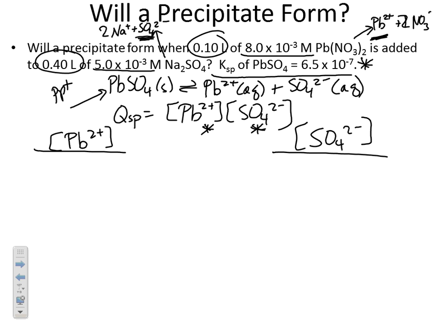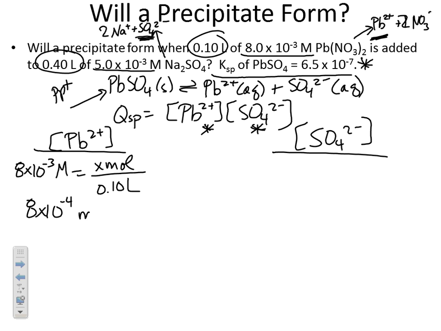The first way is using the definition of molarity using moles per liter. So for the lead, we know that it's 8 times 10 to the minus third molar. So I can solve for the number of moles of the lead in the 0.1 liters, and I get 8 times 10 to the minus fourth moles of Pb2+. But then I have to take into account that I will have this at the end in a total of 0.1 liters plus 0.4 liter solution, right?